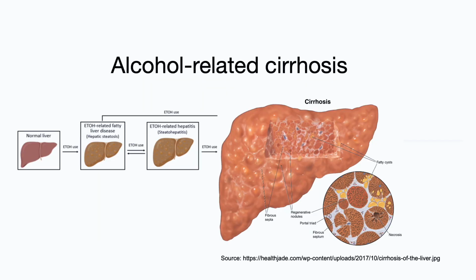The final stage is alcohol-related cirrhosis. This is the end-stage byproduct of long-standing alcohol use, brought on by a maladaptive response of the liver to fibrosis in response to inflammation. Alcohol-related fibrosis and cirrhosis is largely irreversible, even with complete alcohol cessation. Approximately 25% of heavy drinkers develop cirrhosis.